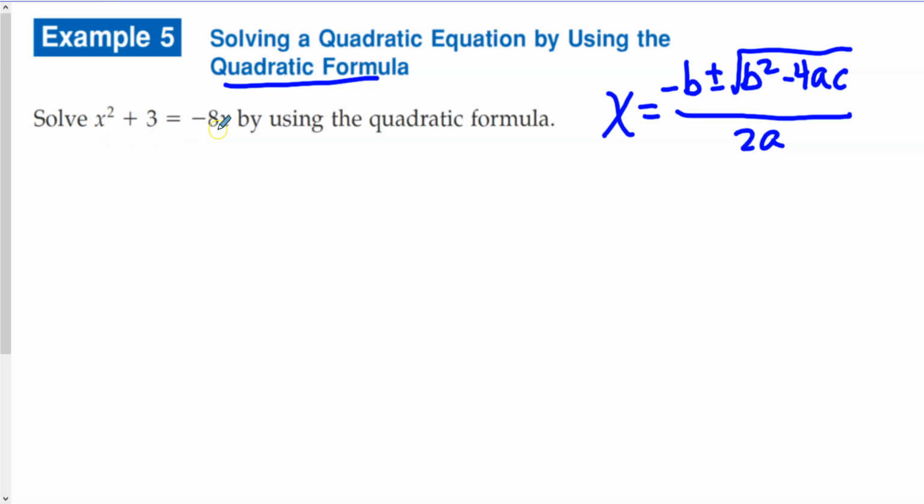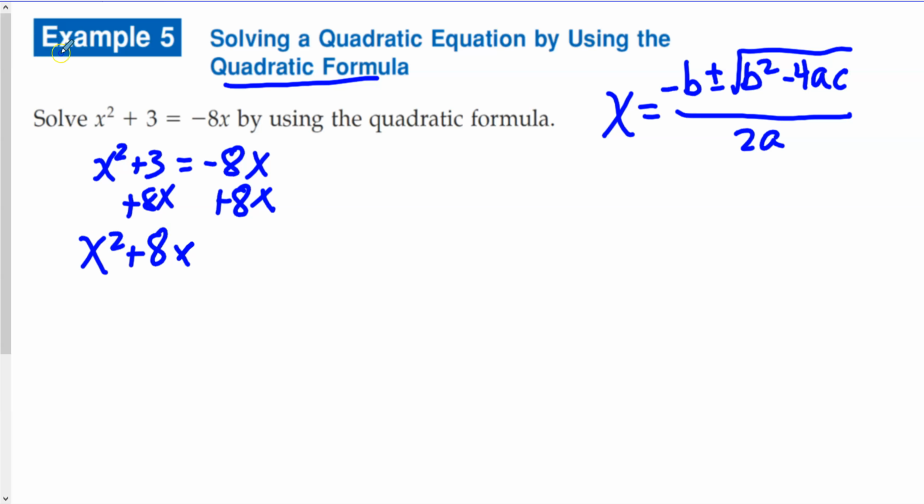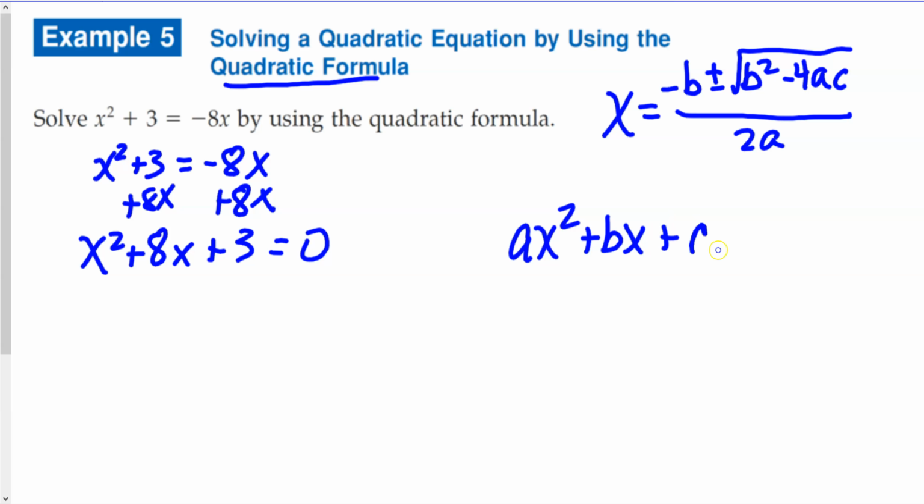So first thing you have to do is get this equal to 0. So x squared plus 3 equals negative 8x. To make this equal to 0, I add 8x to both sides. And I get x squared plus 8x plus 3 equals 0. A quadratic equation is in the form ax squared plus bx plus c equals 0. So the letter a is always the number next to the x squared term, the letter b is always the number next to the x, and the c is always the constant.